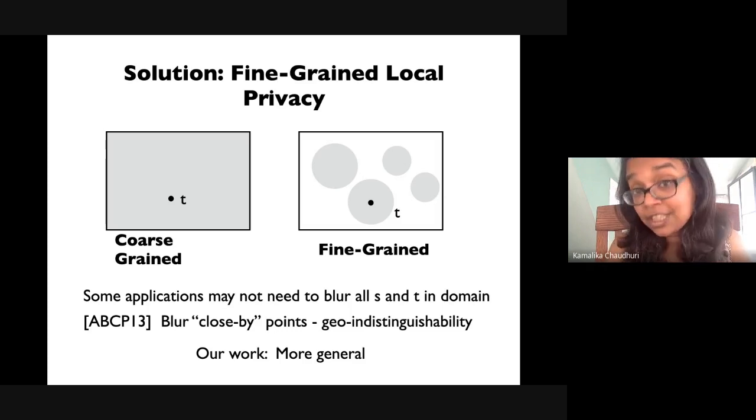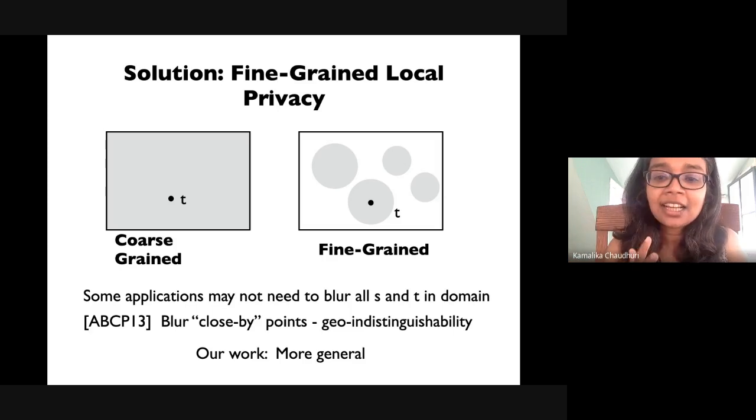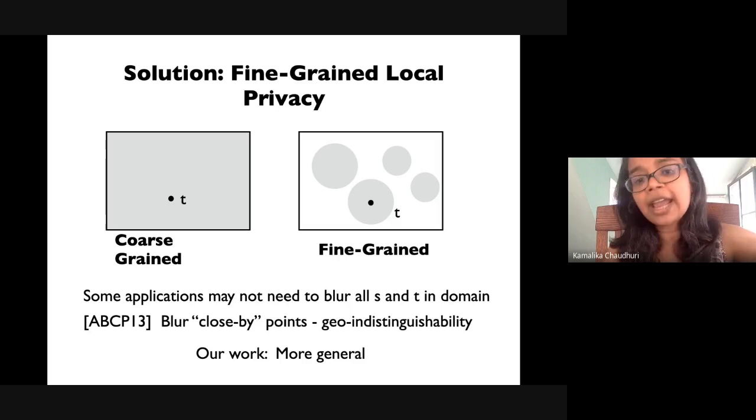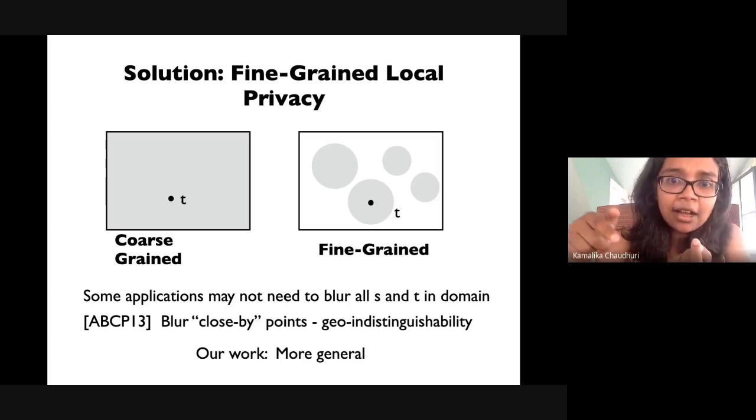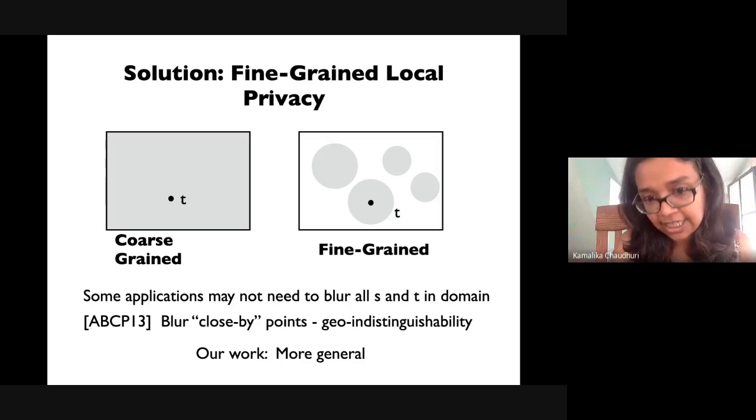Actually, one solution which is extremely popular about blurring close by points is something called geo-indistinguishability, right? So there the idea is that my location is private, but up to a certain radius. I may be okay with Google's app knowing that I live in San Diego, but I may not be okay with them knowing that I live in this particular building, right? So that is what geo-indistinguishability does. It blurs people's location within a certain radius. And there are many other works.